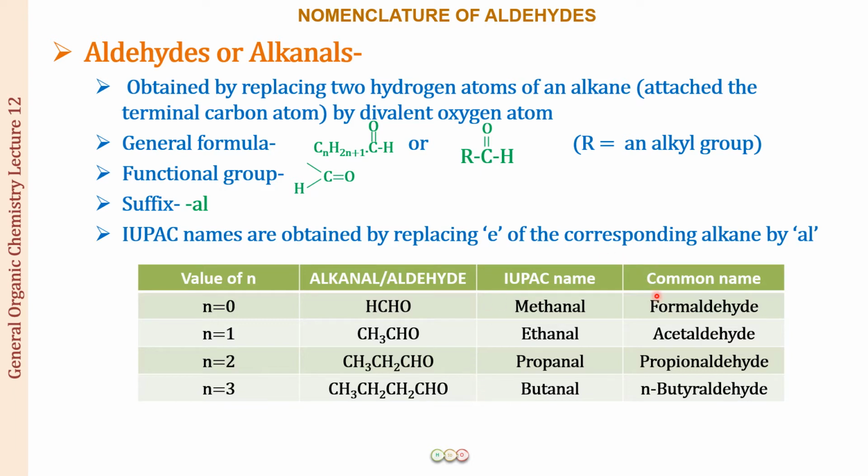The next we have is the common names. So the common names you have to remember, as I've been telling you very frequently, whatever common names I am telling you, please do remember them as well. So it is going to be formaldehyde, acetaldehyde, propion aldehyde, and N-butyraldehyde. So these are going to be the common names for the methanol, ethanol, propanol, and butanol.